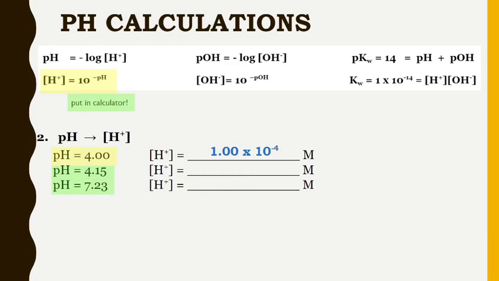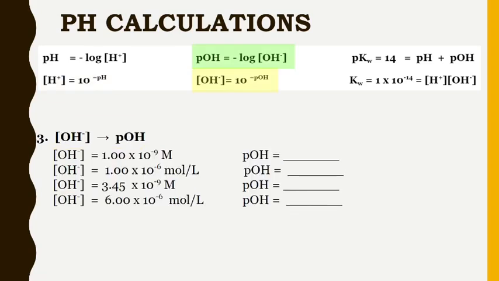So we just need to put it in our calculator, and then our calculator tells us that 10 to the negative 4.15 is 7.08 times 10 to the negative 5. If we do the same for 7.23, 10 raised to the negative 7.23, push enter, that's 5.89 times 10 to the negative 8. That's our answer. Same stuff happens with our OH getting turned into the POH.